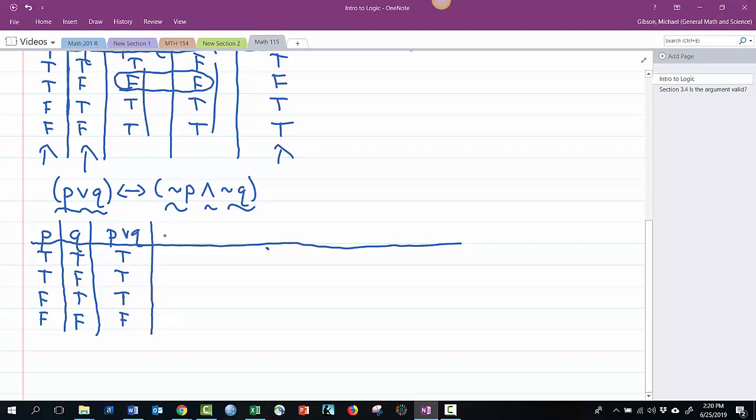Now the next one, I need a not P. All right, P is true, true, false, false. So not P is going to be the opposite: false, false, true, true. And I'm also going to need a not Q. So I see Q is true, false, true, false. So the opposite is just going to be the flip of that: false, true, false, true. All right.